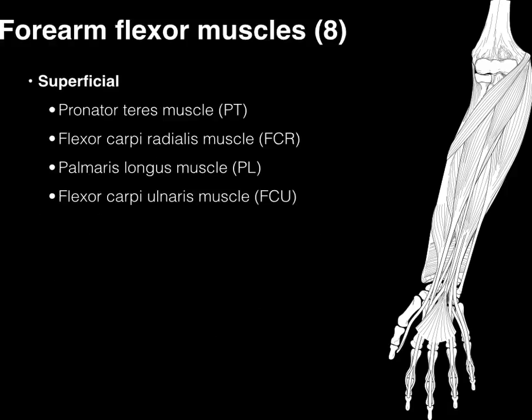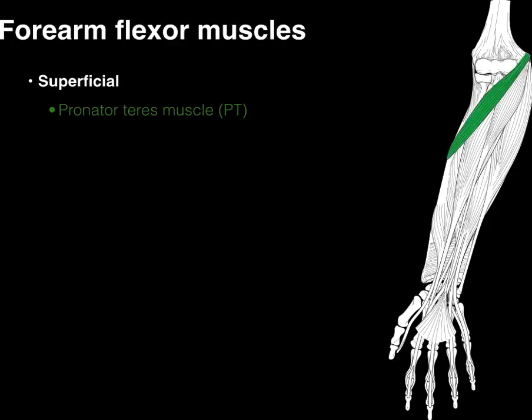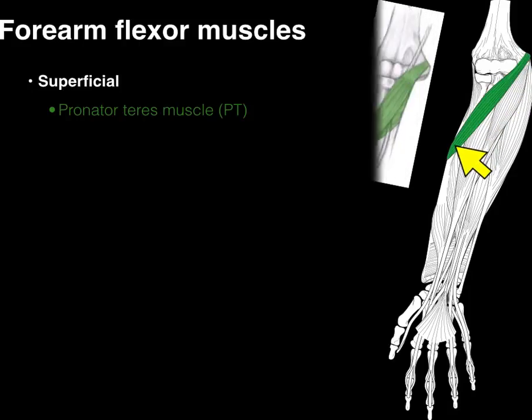So let's take the superficial group first. And from those superficial, we'll start with the pronator teres. It gets its name because it pronates the forearm and it's tubular, which is what teres means. This muscle arises from the medial epicondyle and it inserts laterally on the radius. So it pronates the forearm.